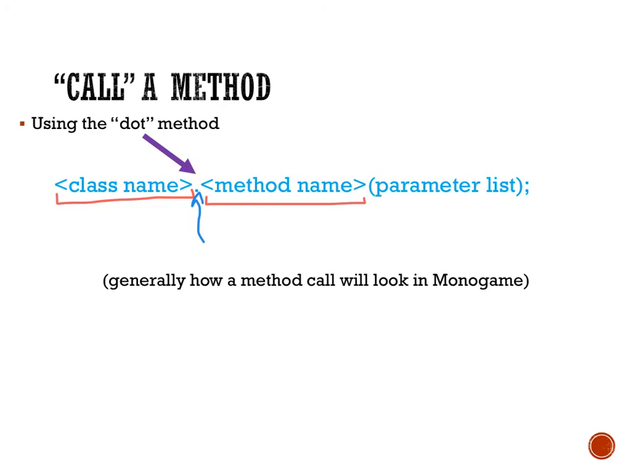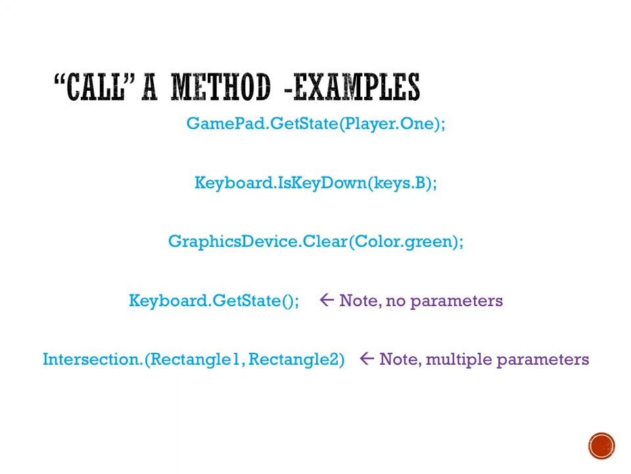and this list right here contains all of the possible parameters, so all of the variables and/or objects that you will need to use this method. So we use the dot method: the class name, dot, the method name, and then you include the list of parameters. Here are a couple of examples of what calling a method will look like.